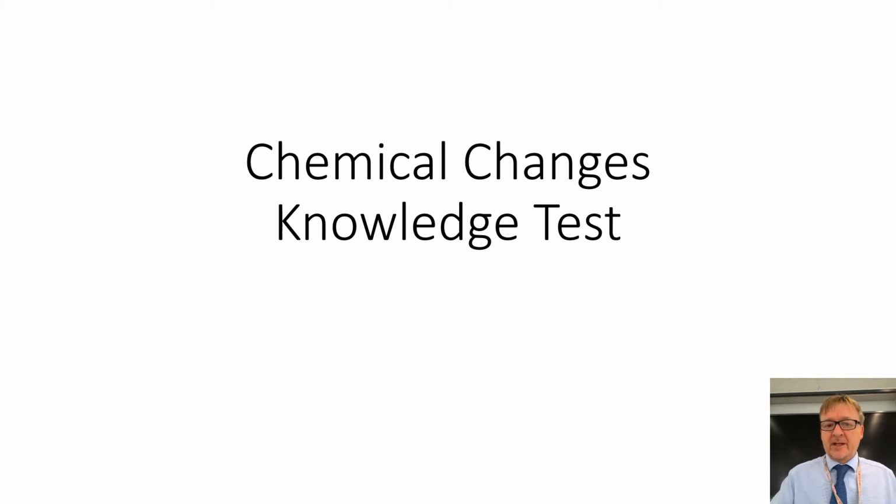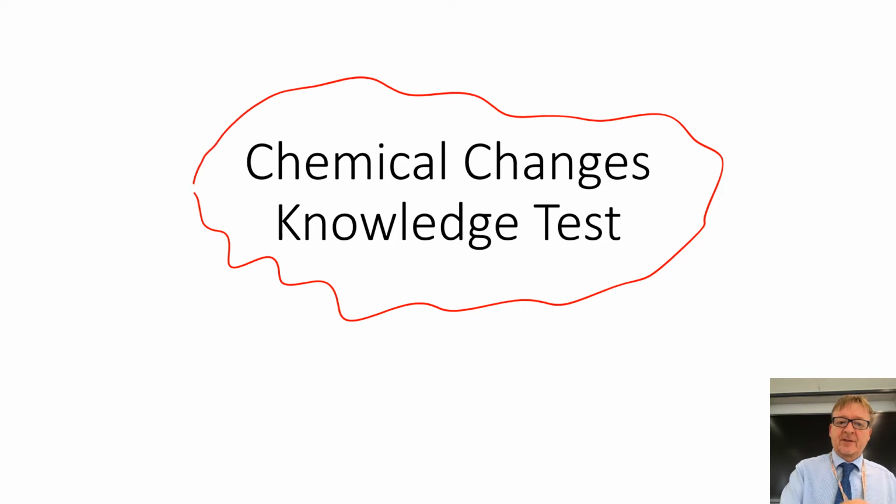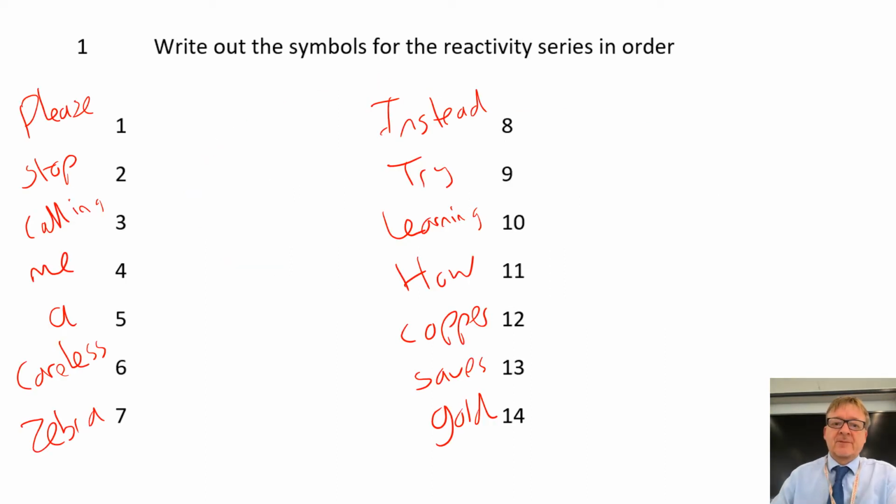Right, here we go on our chemical changes knowledge test. You're doing a little bubble around the outside of it. So this is what we've got to know for the chemical changes section. Write out the symbols for the reactivity series in order.